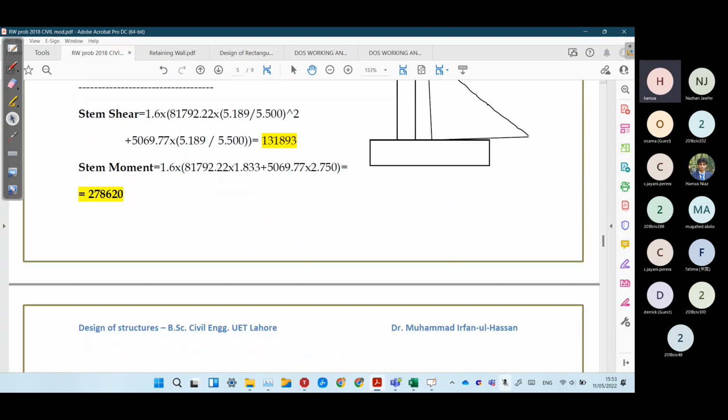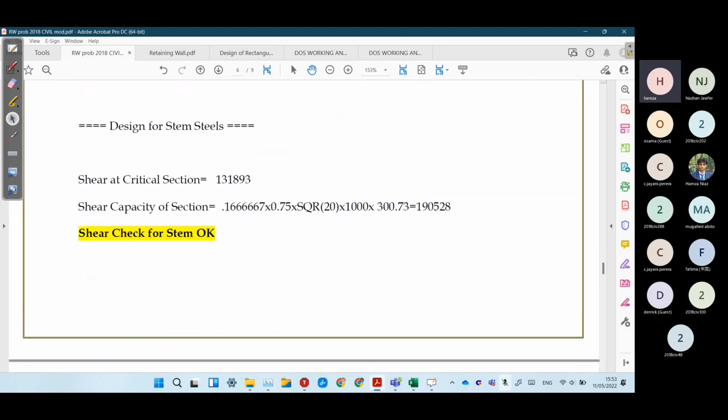So they calculated shear like this and moment like this for the stem. For shear capacity, it was 190 kilonewtons and the applied shear was 130 kilonewtons. So this is okay. This is phi Vc. This is Vu.